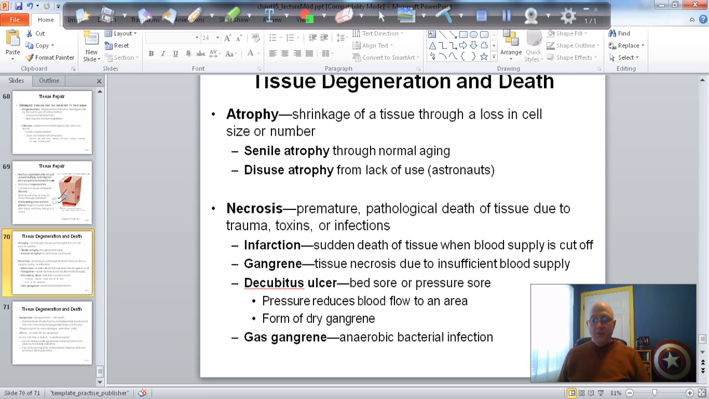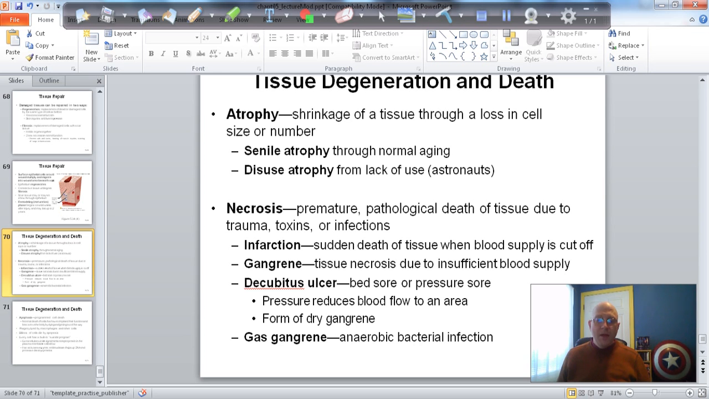Right? There are certain kinds of necrosis that we've got listed here, like an infarction, sudden death of tissue when blood supply is cut off. So if you have a myocardial infarction, then you have the death of heart tissue, myocardial. Gangrene, tissue necrosis due to insufficient blood supply, not because the blood supply is cut off, but because it's gotten smaller, and so it's insufficient to get there.